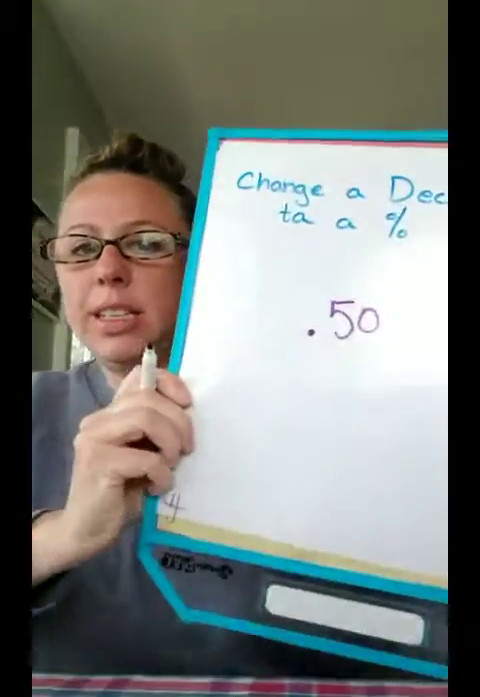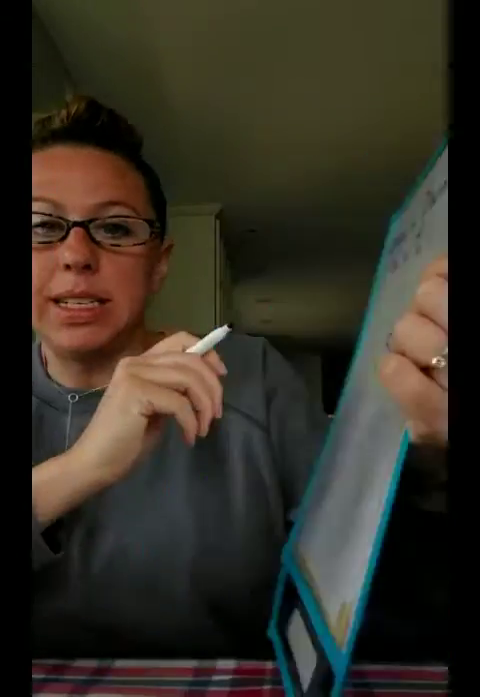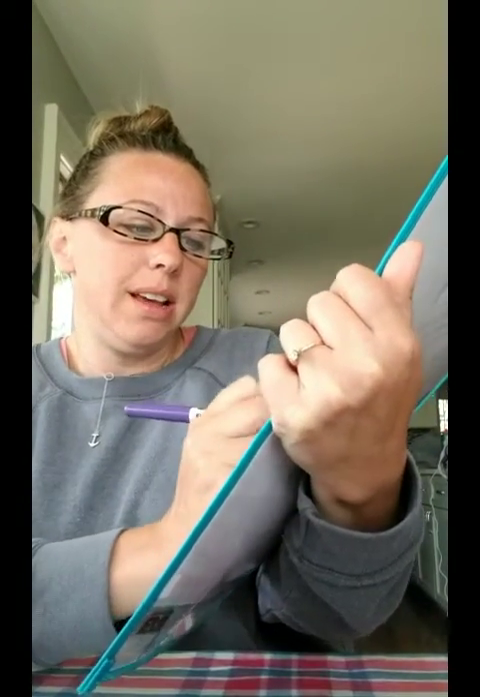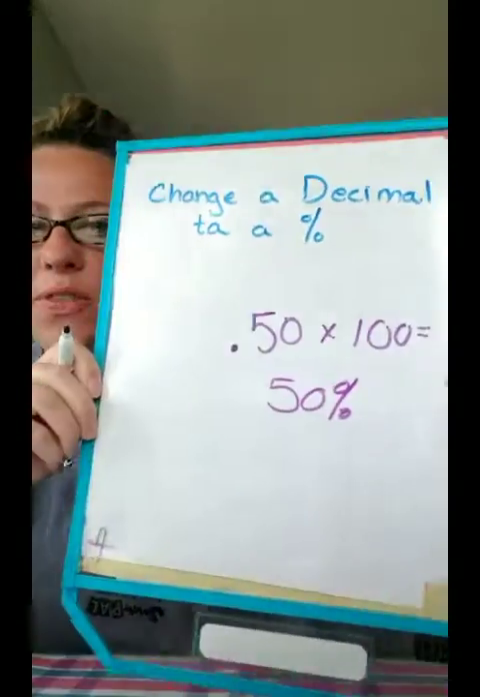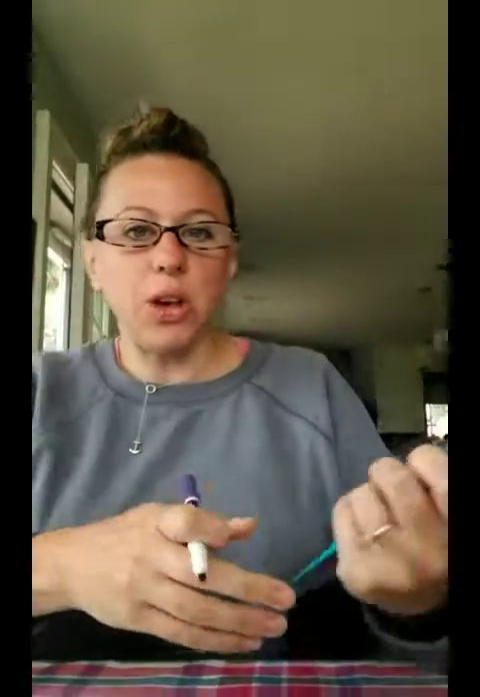Now that's by far the easiest one. That is not difficult at all. So if you had the number, say 0.50, this is the decimal 0.50, you're going to multiply it times 100 and you are going to get 50%. That is all you're going to do for that one. We're going to move on to the next one.